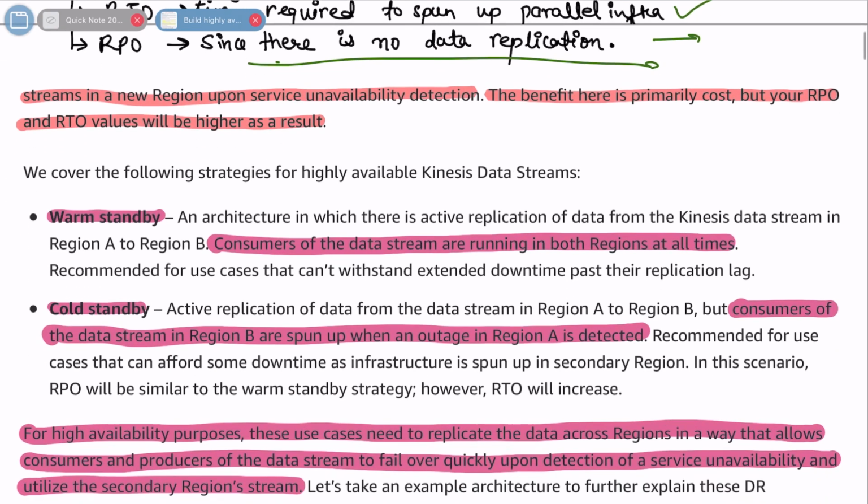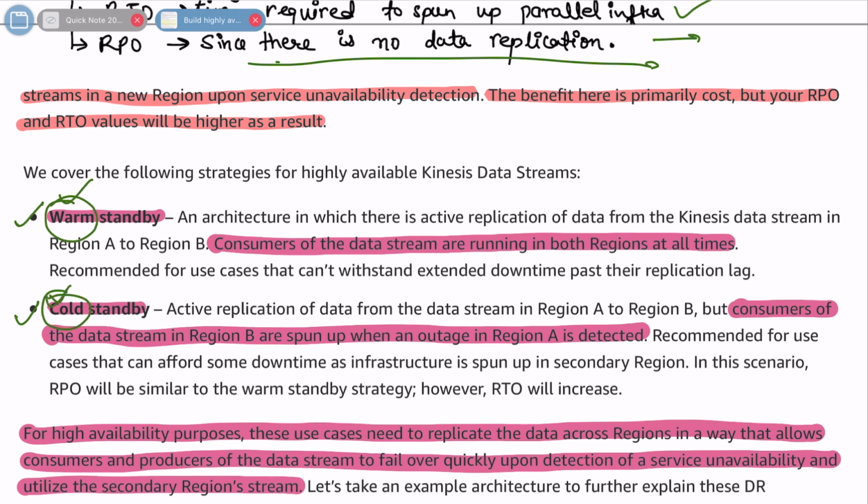Now there are two ways to go about it, like what is the general idea around how you can make your system highly available. So there are two ideas, one is warm standby and one is cold standby. When I say standby, as in we have the parallel infrastructure. If it's running all the time, it's a warm standby. If it's not running all the time, it's cold standby.